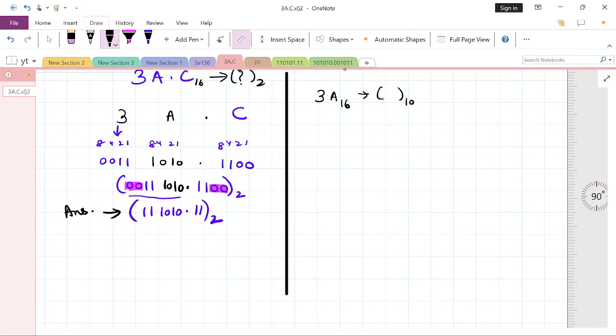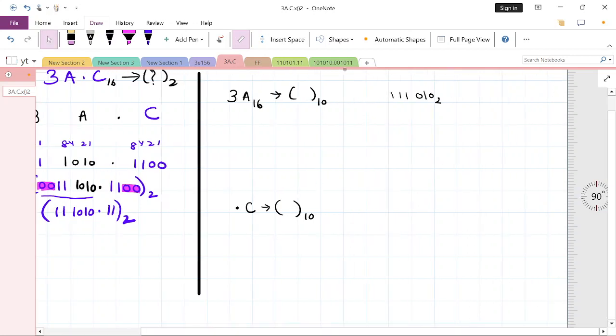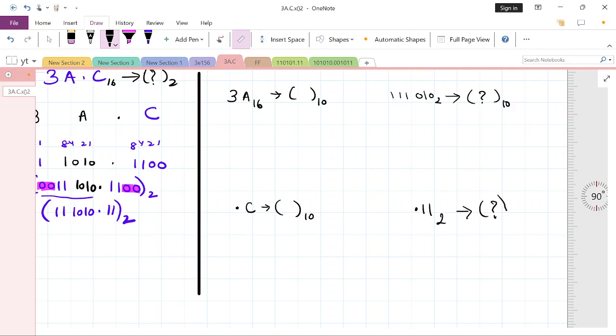So how many things you have to do? Then you will also convert dot c into its decimal equivalent. Then what was the binary code of 3a? That was 111, then 010. You will convert this code also into decimal equivalent. And what was our binary code that we received for the fraction? Dot 11. You will also convert this into decimal equivalent.